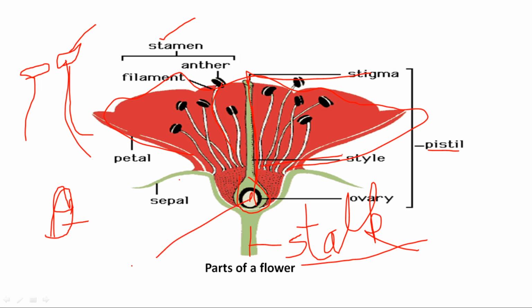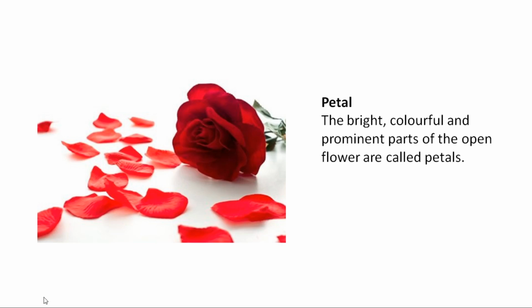Okay, so let's see in detail. Look here, this is a rose flower and it has beautiful petals which have fragrance. Petal is the bright, colorful and prominent part of an open flower. After the flower blooms, you can see its petals; until it blooms, how will you find the petals? That's why it is called the open flower. It is bright, colorful and prominent, so you can easily recognize it after seeing it. These are petals of the rose flower.